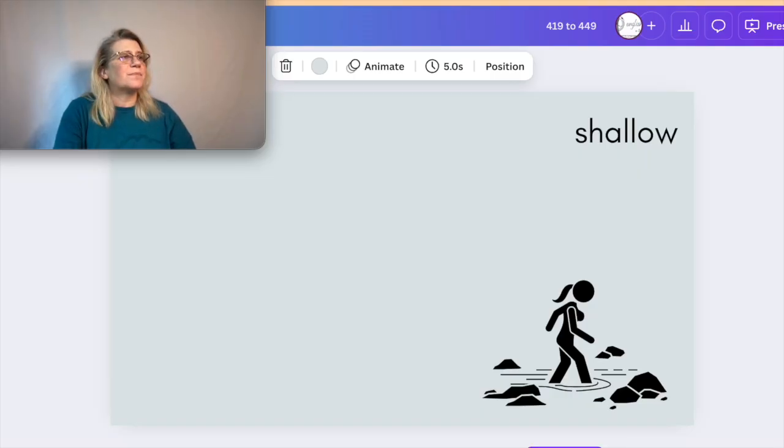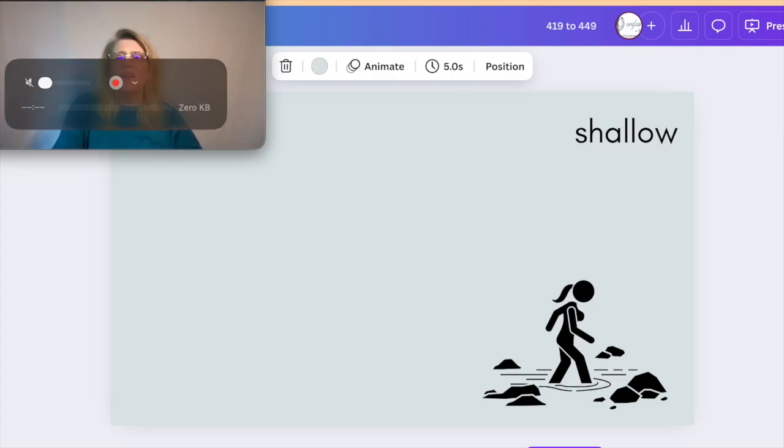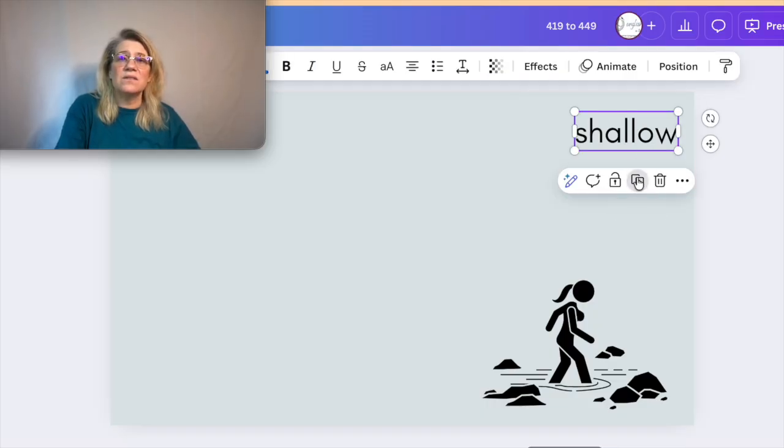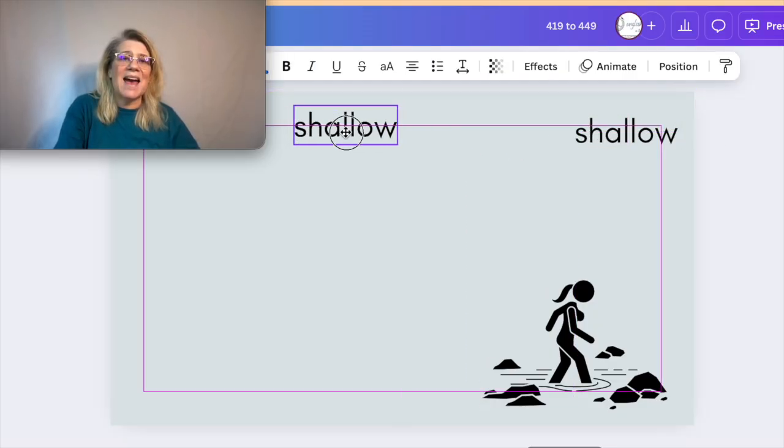Shallow, shallow. So this girl is walking in the shallows. That would be the noun. The shallows is an area of water that's not deep. See, it only goes up to her ankles. It's very shallow. So shallow is the adjective.